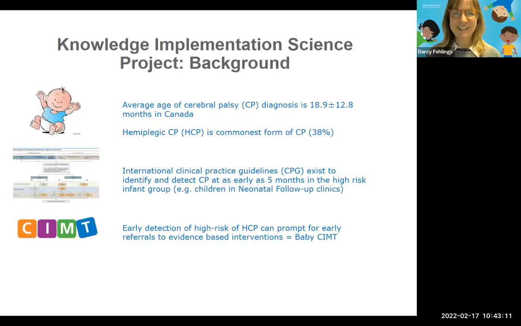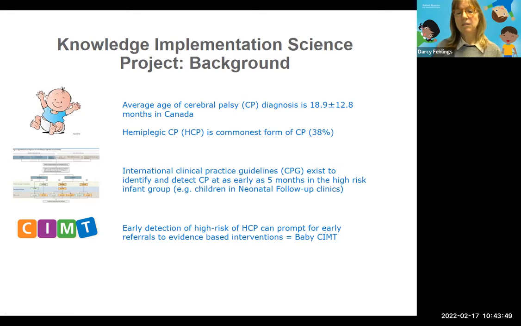What can you do? We've been really excited and having a lot of fun doing a knowledge implementation science project focused on trying to promote baby constraint. So in Canada, the average age of cerebral palsy diagnosis is late. Currently, we have it sitting at close to 19 months. The other thing to highlight is that hemiplegic CP is one of our commonest forms of cerebral palsy. Now, this diagnosis of 19 months represents a late diagnosis.